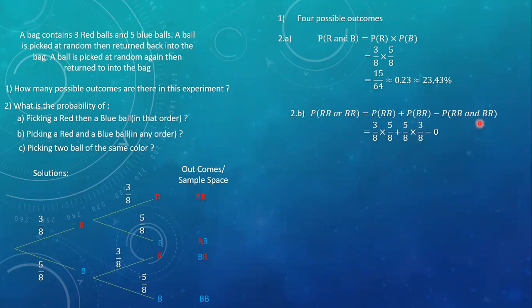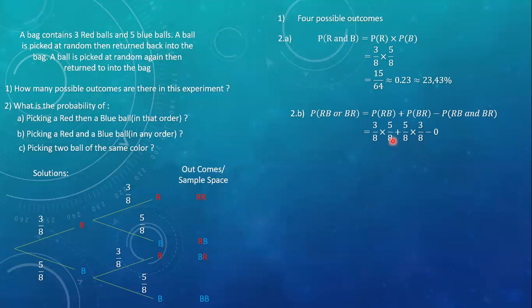Now, since the two events, red, blue, and blue, red, cannot occur at the same time, these events are mutually exclusive, right? These events are disjoint. In other words, the probability of red, blue, and blue, red is 0. We say these are disjoint events, and also they are mutually exclusive. For mutually exclusive events, they cannot occur at the same time, right? That's why we have 0 here.